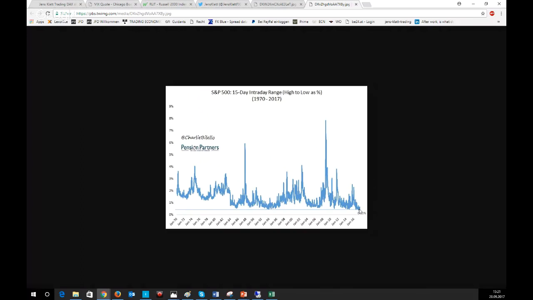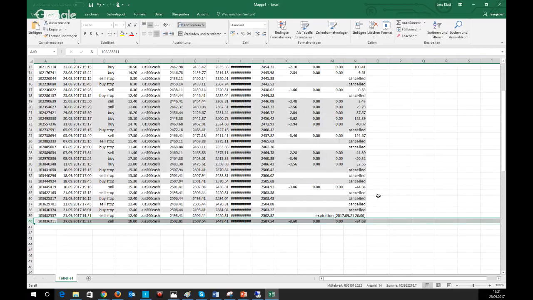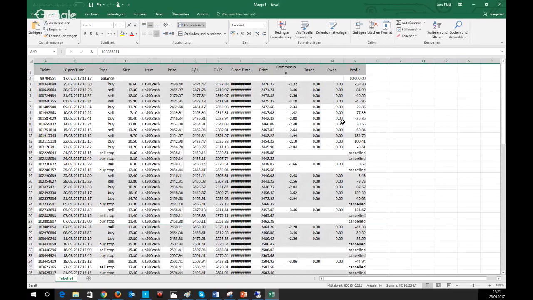So yesterday, for example, I formulated the setup. And I just found out that the setup was triggered, in fact, yesterday. So you'll find a trade yesterday here, you can see it here. That's the 27th of September. By the way, we are trading here with a 10,000 euro account. And the risk we're taking per trade is 1%, meaning that every trade has a risk of 100 euros.